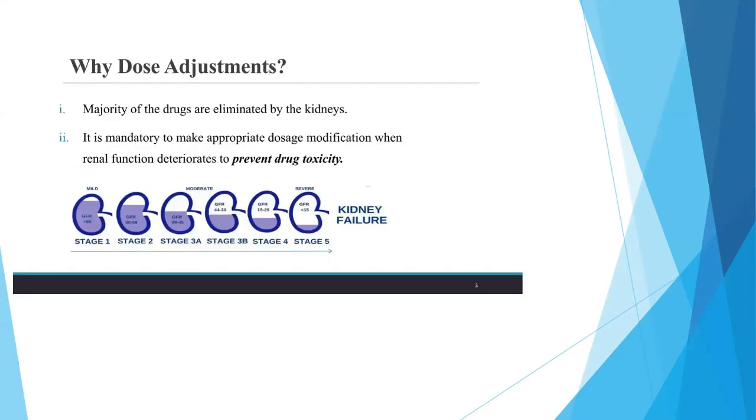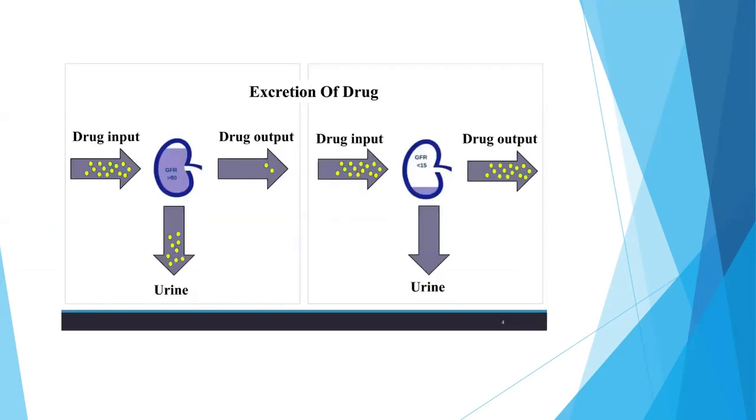So why do you need dose adjustments? The majority of the drugs are eliminated by the kidney, so it is mandatory to make appropriate dose modifications when renal function deteriorates, to prevent drug toxicity. For example, if there is drug input, then some of the drug will be excreted in the kidney, and some will again go back into the circulation.